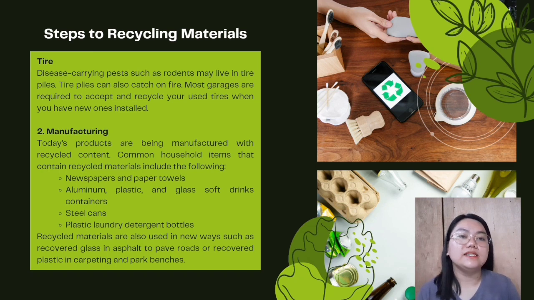Next is tire. Disease-carrying pests such as rodents may live in tire piles. Tire piles can also catch on fire. Most garages are required to accept and recycle your used tires when you have new ones installed.